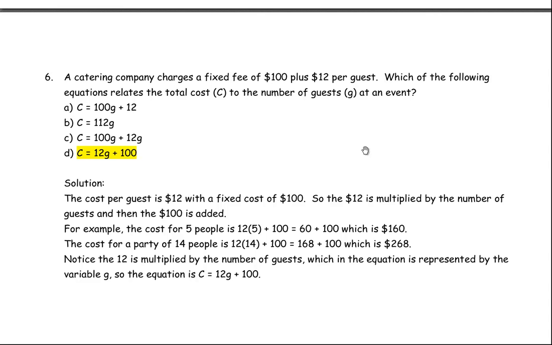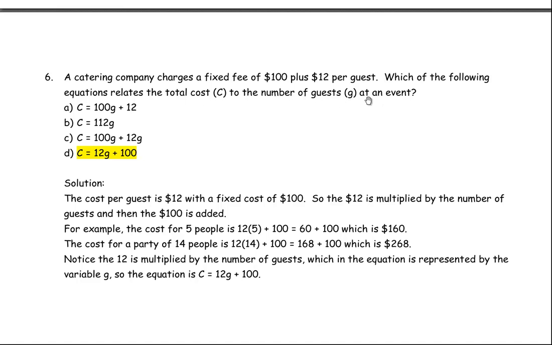This is the solution to question number 6 on the Linear Relations EQAO Practice Questions Grade 9 Applied. In question 6, it says a catering company charges a fixed fee of $100 plus $12 per guest. Which of the following equations relates the total cost C to the number of guests G at an event?